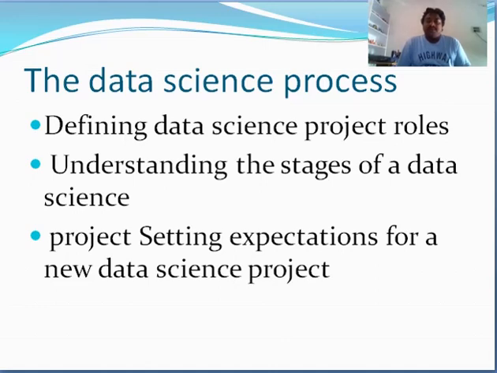First one, defining data science project roles. Second one, understanding the stages of a data science project. Third one, setting expectations for a new data science project. These are the three topics we will discuss about the data science process. Let me discuss one by one.